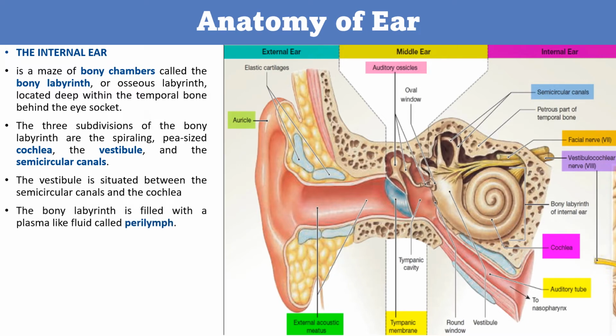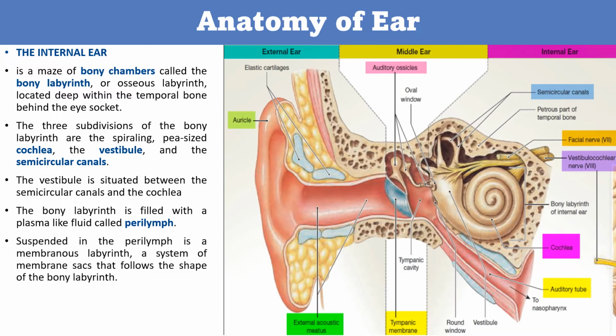The bony labyrinth is filled with a plasma-like fluid called perilymph. Suspended in perilymph is the membranous labyrinth, a system of membrane sacs that follows the shape of the bony labyrinth. The membranous labyrinth itself contains a thicker fluid called endolymph.